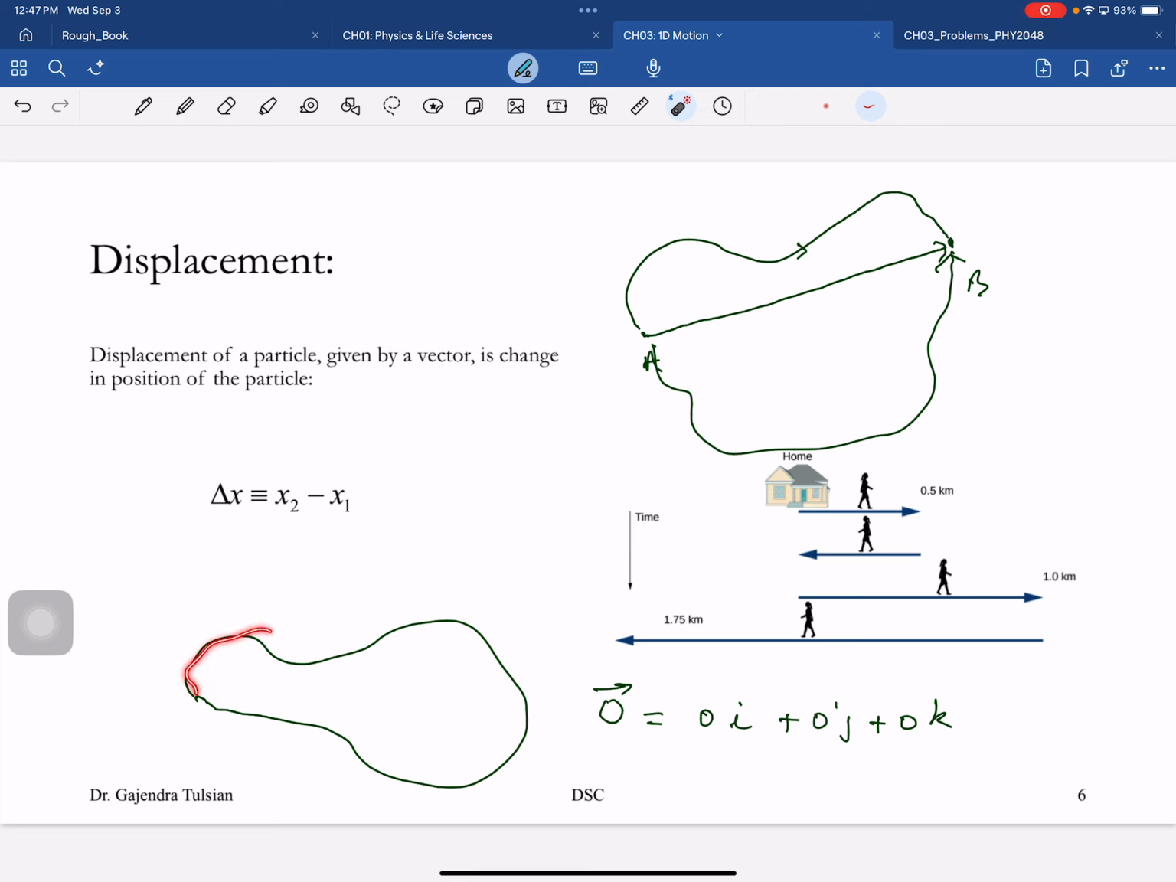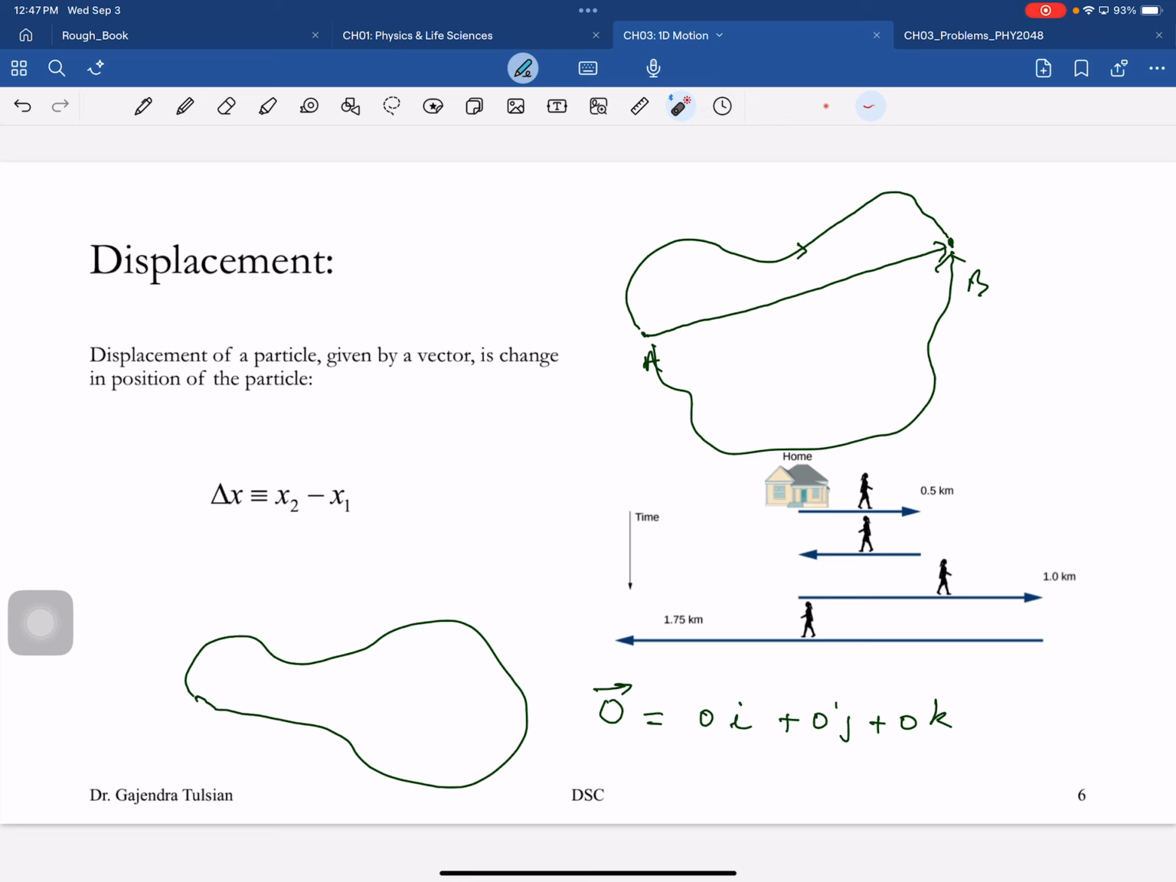So for this path, the displacement vector was 0. How many different paths will have a displacement vector of 0? Infinite. Okay. So the displacement is like sort of an average quantity. Average quantities don't give you any details of the distribution.